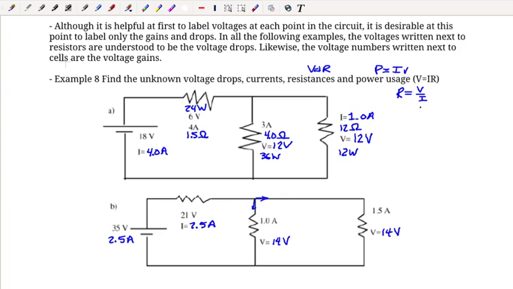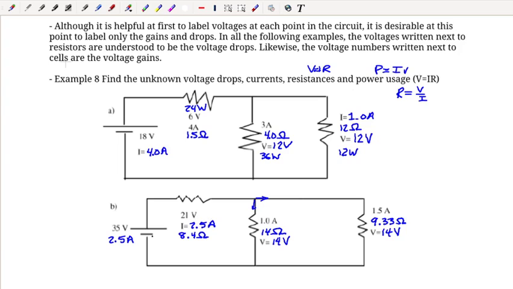Now to find the resistance, I'm going to use V over I. So voltage over current, 21 over 2.5, gives me a resistance of 8.4 ohms. V over I, 14 over 1, is going to give me a resistance of 14 ohms. And V over I, 14 over 1.5, is going to give me a resistance of 9.33 repeating ohms.